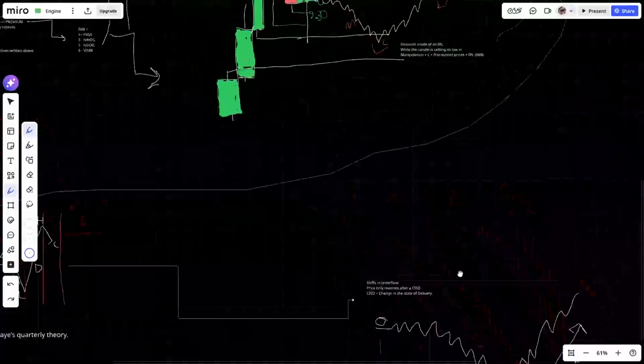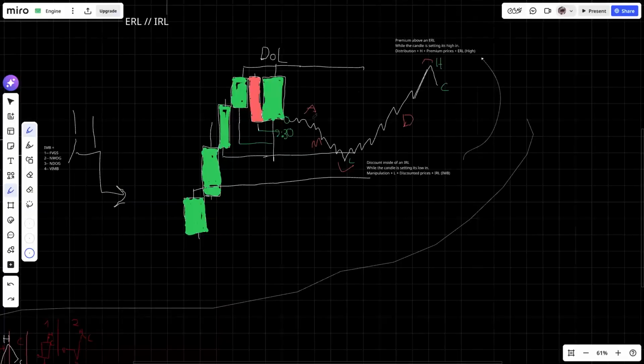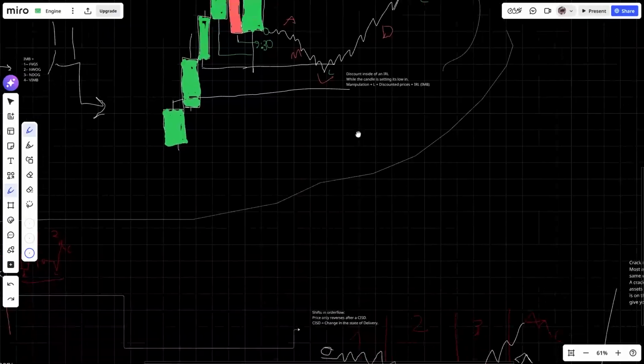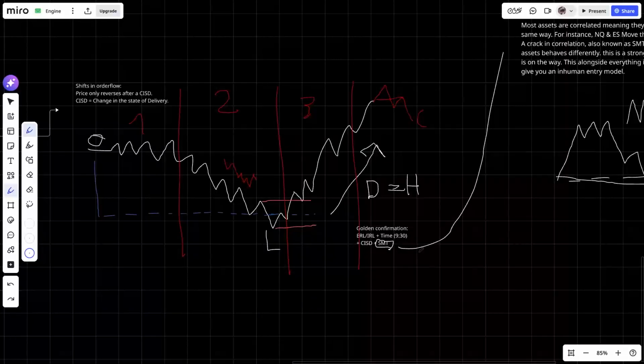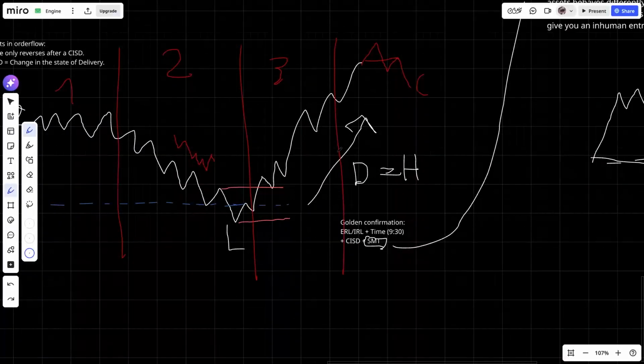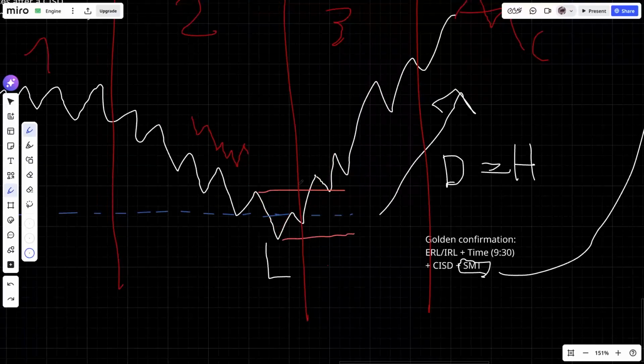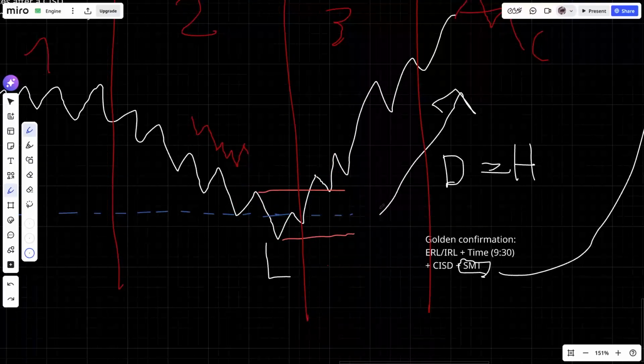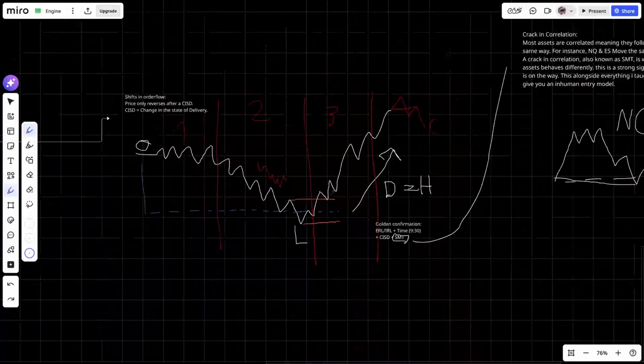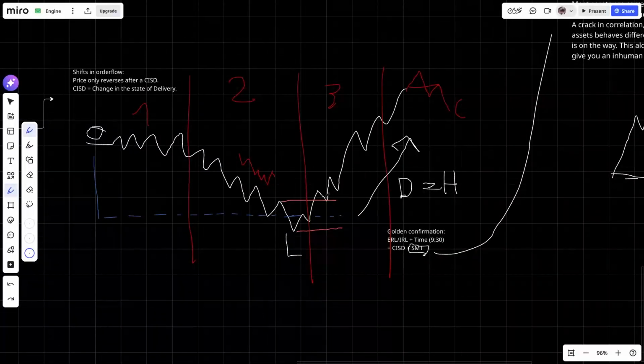Confirmation number two is, are we trading the right time? Here, we are in the manipulation phase because this candle opened, went lower, and then has to go higher. So yes, we are trading at the right time because we still haven't set a high end. We have to set a high end, correct? And confirmation number three, CISD. Have we changed order flow from bearish to bullish? Yes, we have right here. So everything is aligning.